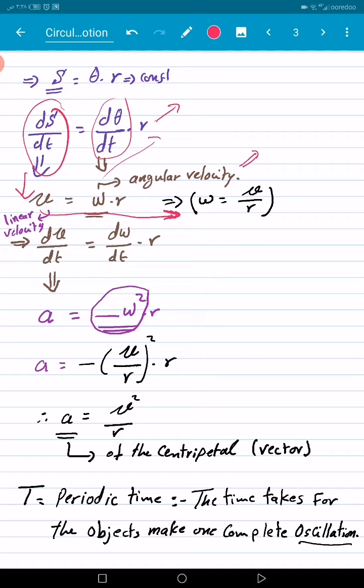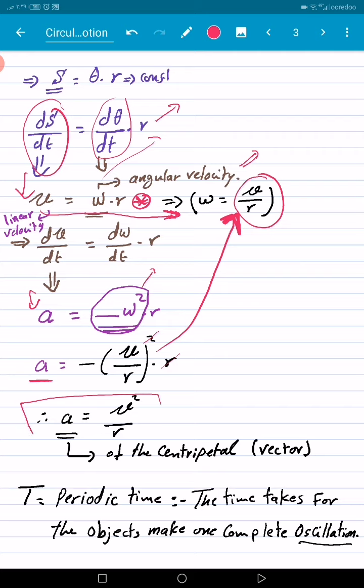If I take another derivative of both sides of this equation, delta v over delta t gives me the acceleration. d omega over dt is equal to minus omega square times R. So the acceleration is equal to v square over R. I just substituted omega with these variables, equal to v square over R times R. So R cancels with one R from here, so A is equal to v square over R.